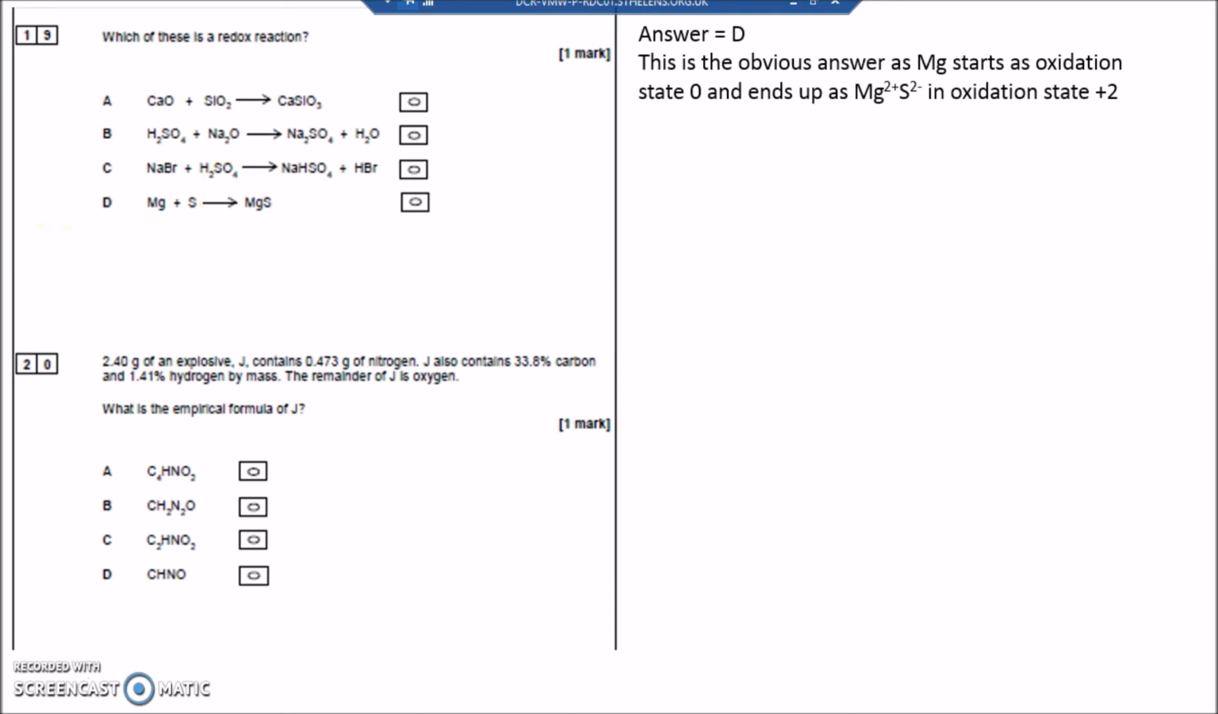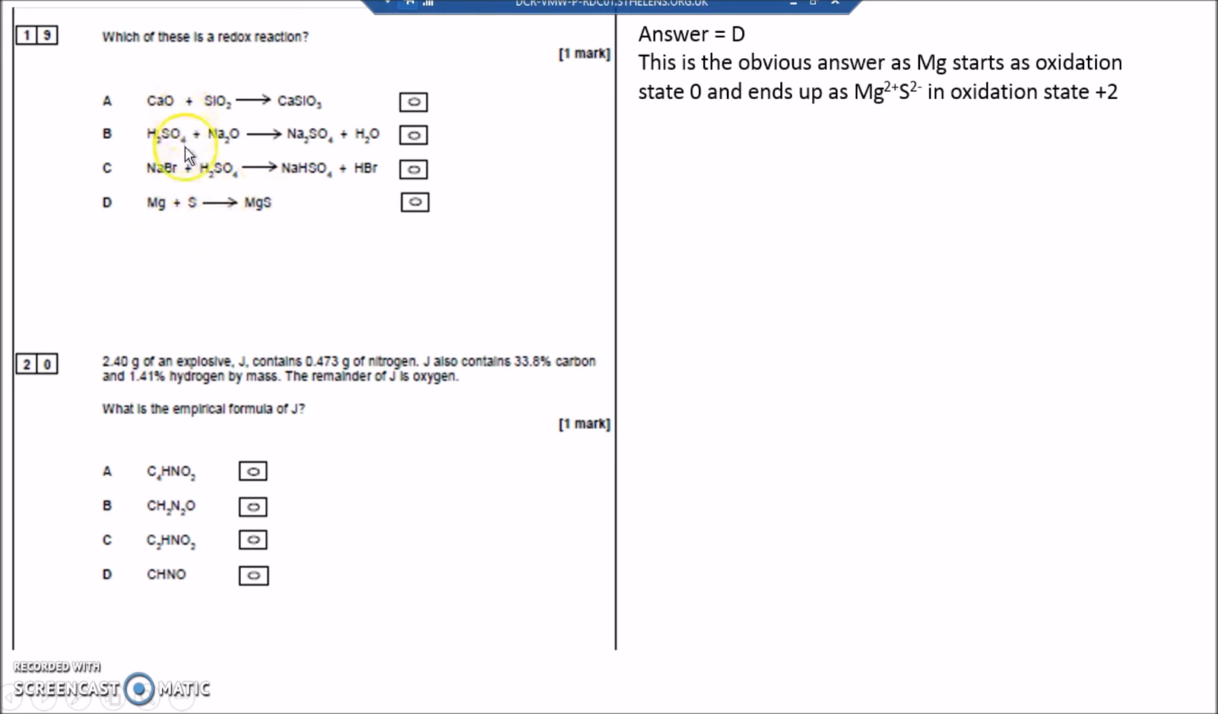Mg2+ S2-. So the Mg has gone from 0 oxidation state, not bonded to anything, it's got no charge, to 2 plus oxidation state. So that has gone from 0 up to plus 2, it's been oxidized. The S has gone from 0, an element on its own with no charge, to S2-, because it's in group 6 and gained 2 electrons, taking them from the Mg. Gone from 0 down to minus 2, that's been reduced. So you've got oxidation and reduction, so that's the obvious answer, D.